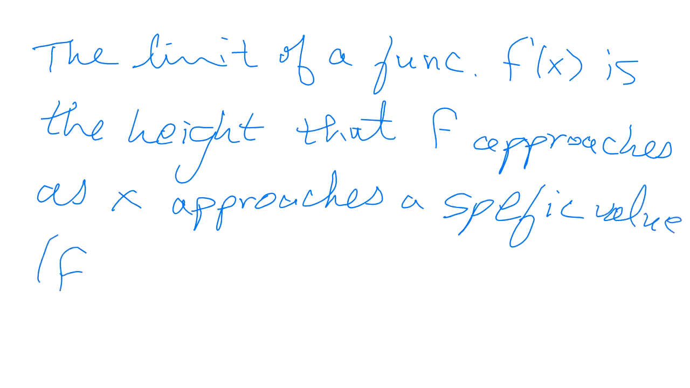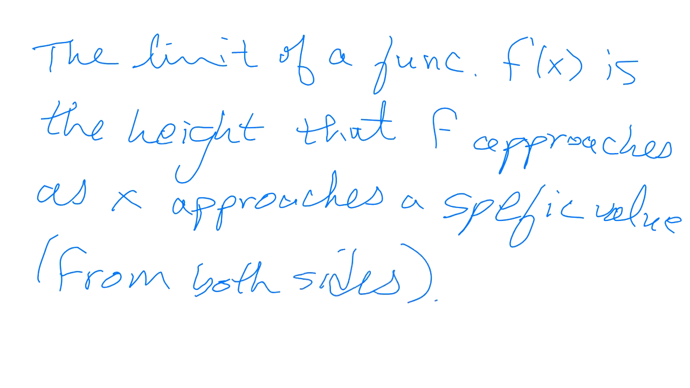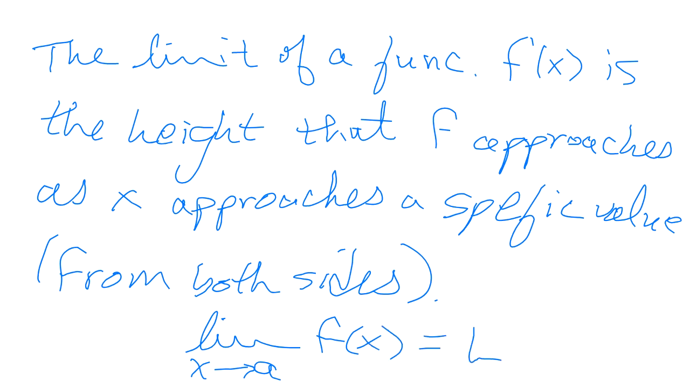If you don't designate a side, like only saying from the right or only saying from the left, which we will do in sections 1.6 and 1.7, then you have to assume that we're approaching from both sides. So that's what the limit of a function is. It's shorthanded as the limit as x approaches a of f of x exists and equals L. They use capital L for limit.